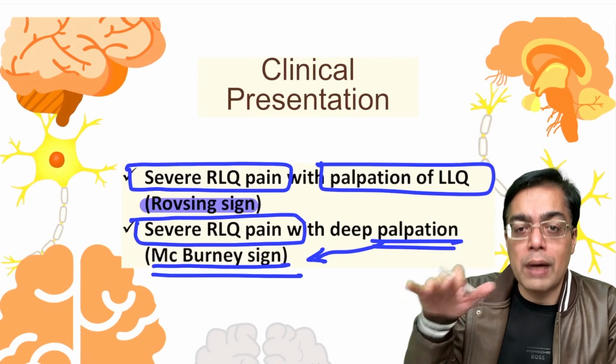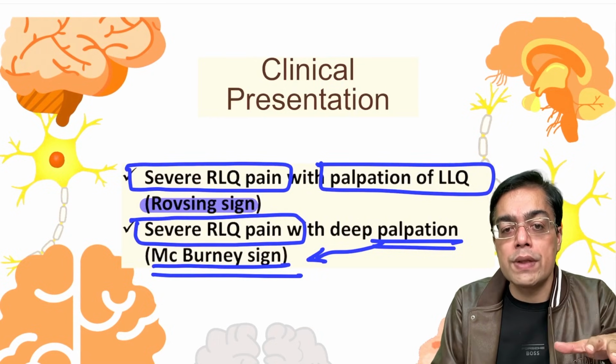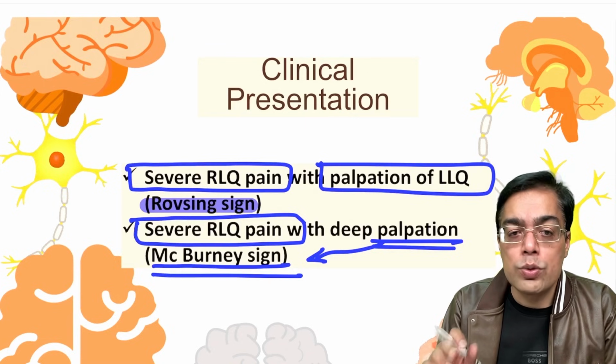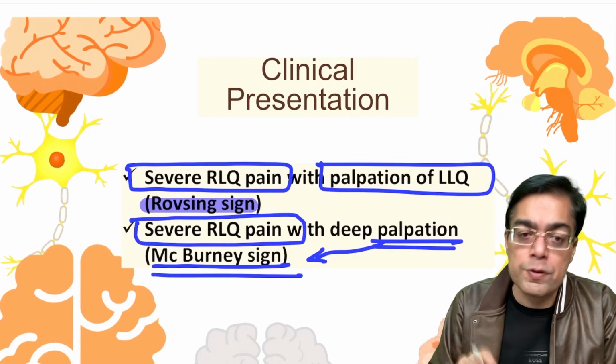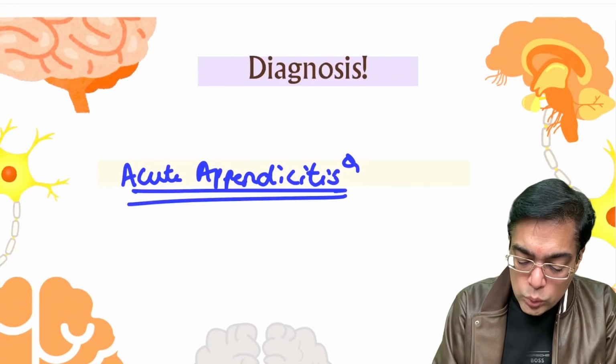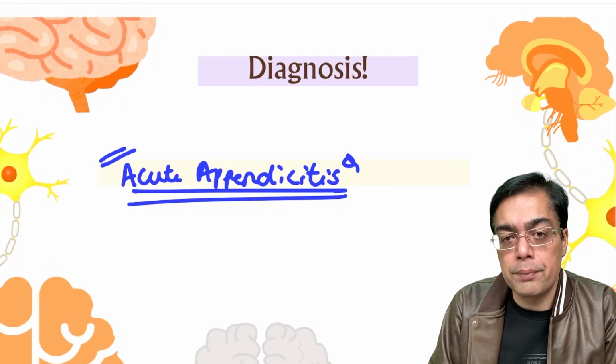So Rovsing sign, palpation of the left lower quadrant, pain on the right side, and deep palpation is going to be associated with the severe right lower quadrant pain. That is what you need to remember. McBurney sign. Rovsing and McBurney sign associated with acute appendicitis. That is what you need to remember, right?